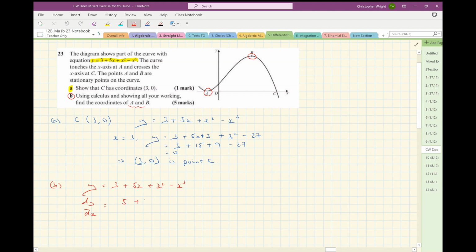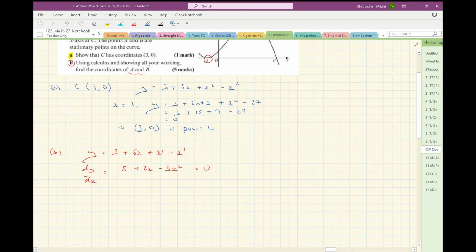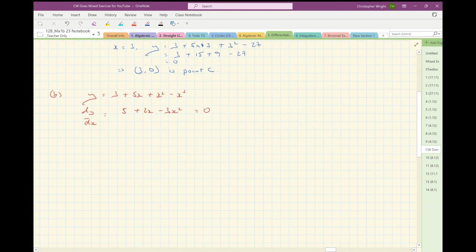5 plus 2x minus 3x squared, and I'm going to need to set that equal to 0 to find the x-coordinates of the points which have a gradient of 0, because A and B are both points which have a gradient of 0. Right, so I'm going to need to factorise this. I'm going to need to have an x there and a 3x here.